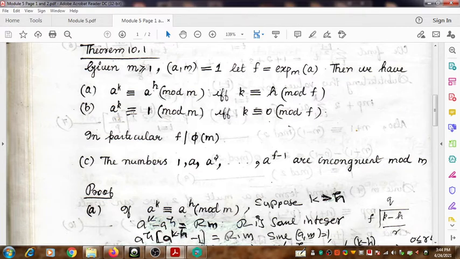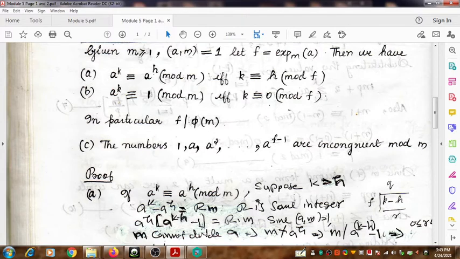A related property exists, and after proving statement a, you can prove statement b very easily. It says that a raised to k is congruent to 1 mod m if and only if k is congruent to 0 mod f. In particular, f divides phi m. It also says that in all cases, if f is the exponent of a mod m, then f can divide the number phi m.